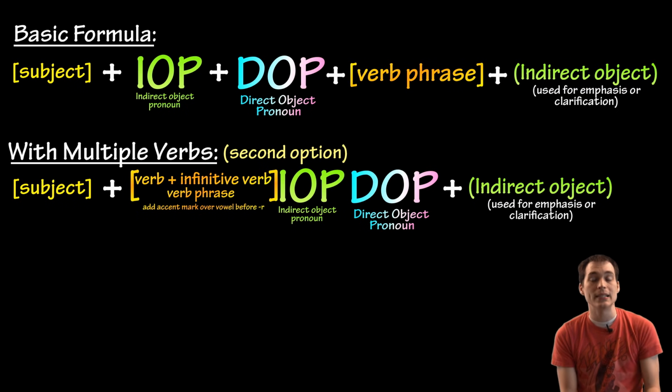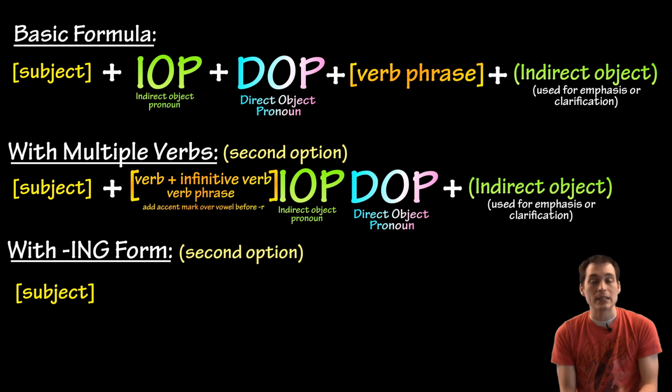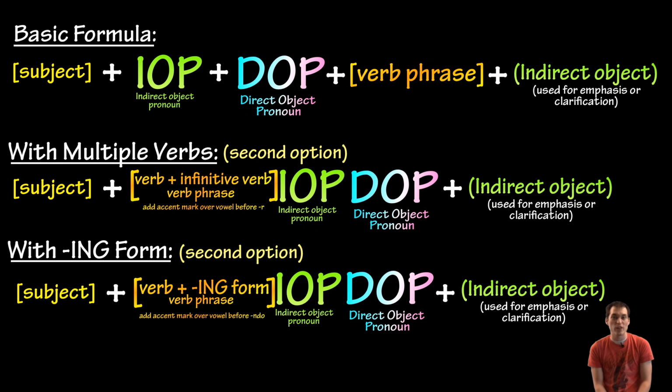And if there's an ing in the sentence, this is the possible secondary formula you could use. The subject, the verb plus the ing form, and to the ing form you can attach the indirect object and direct object, adding the accent mark over the last vowel of the ing, that is the one before the NDO. And then optionally, you can have the indirect object clarification or emphasis to tell who something is done to or for.